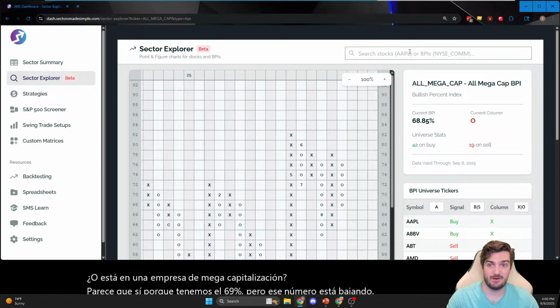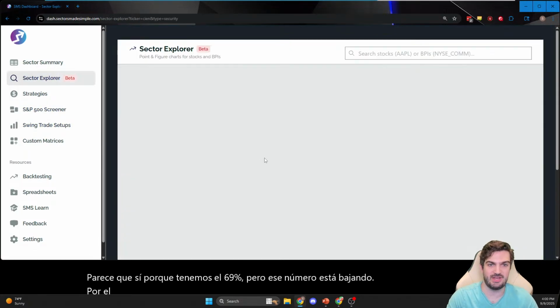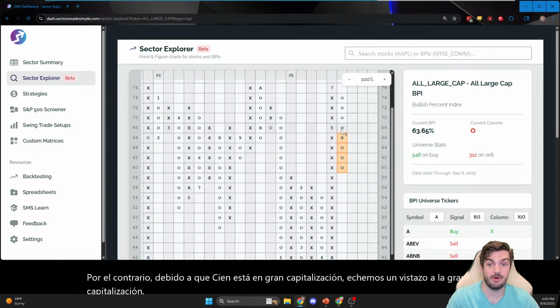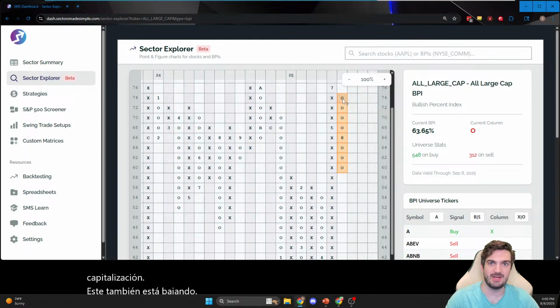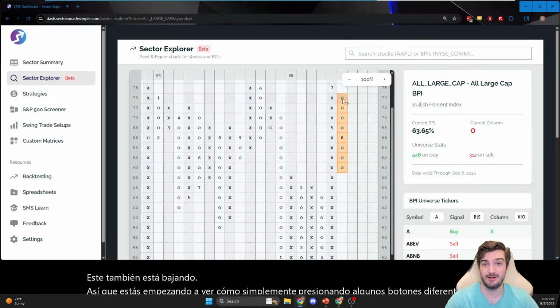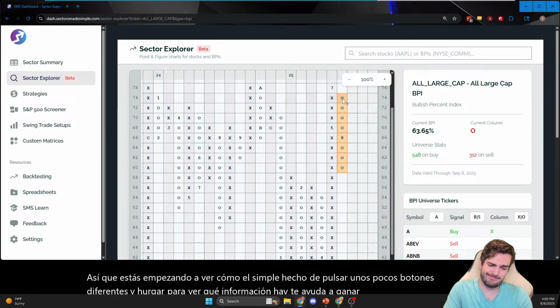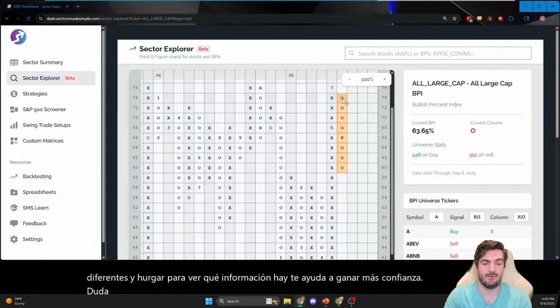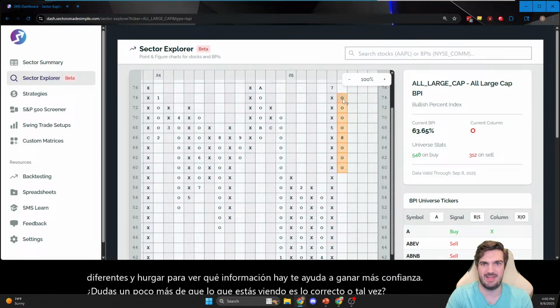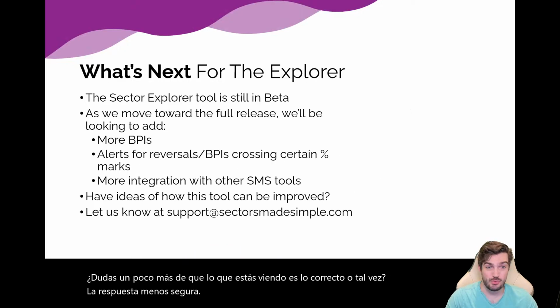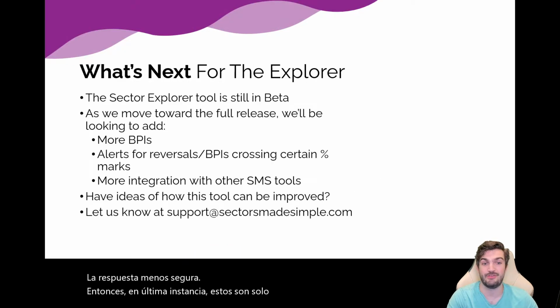By contrast, because CIEN is in large cap, let's take a look at large cap. This one is also going down. So you're starting to see how just pressing a few different buttons and poking around to see what information is out there helps you to gain more confidence or to doubt just a little bit more that what you're looking at is the right or maybe the less confident answer. So ultimately, these are just 2 examples of strategies that can use this tool.